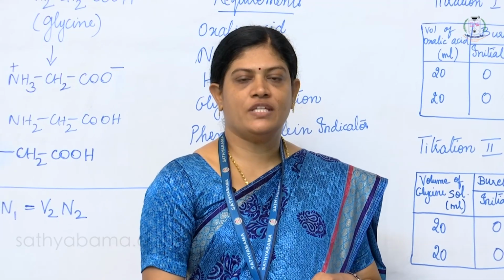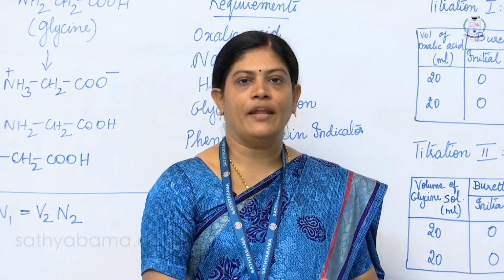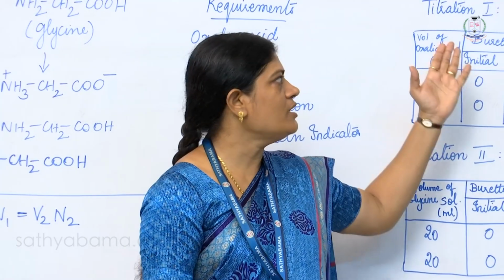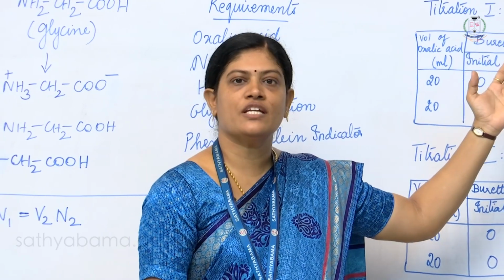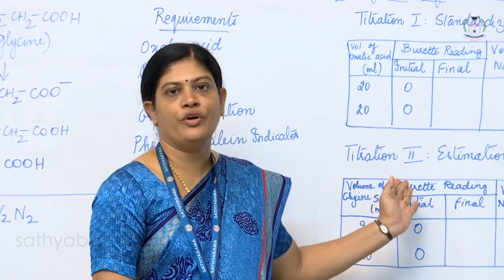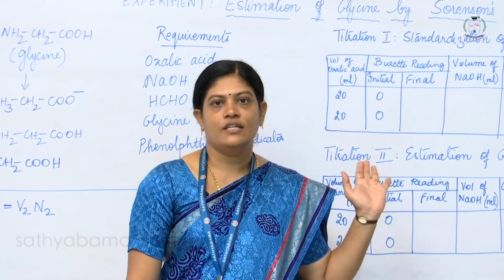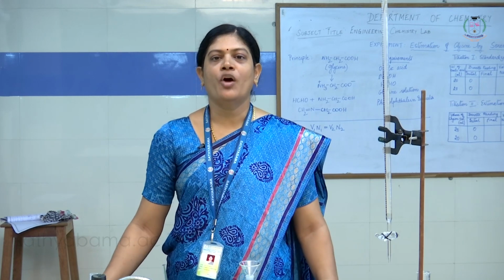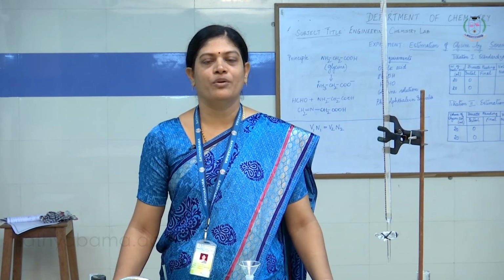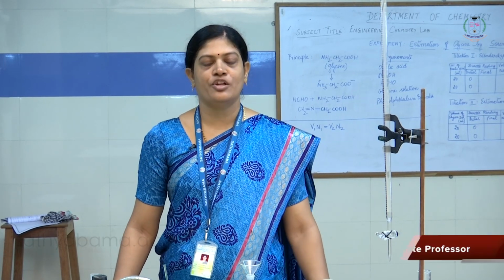Now I am going to proceed to show how the two titrations can be carried out. The first titration is the standardization of sodium hydroxide solution, followed by the estimation of glycine. We are going to get the concordant value for both the titrations. I am going to explain to you how the two titrations can be carried out. Titration 1 is the standardization of sodium hydroxide solution.